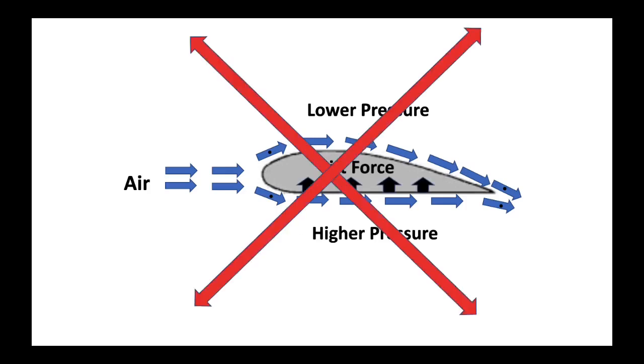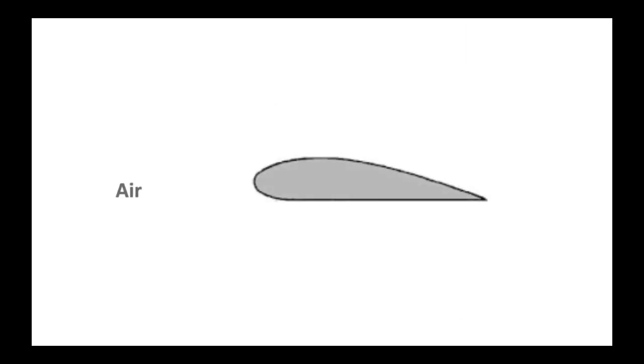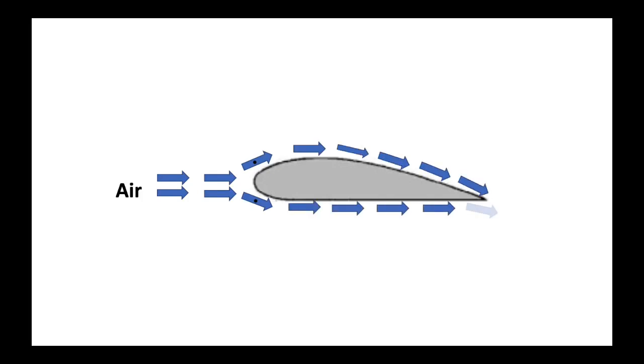But actually, this theory is wrong. There is no law in physics that says that two particles should meet. The air traveling above the wing travels faster than the air below the wing, and it reaches the trailing edge faster than the particle below the wing. And they never meet in their lifetime, which is practically proved.